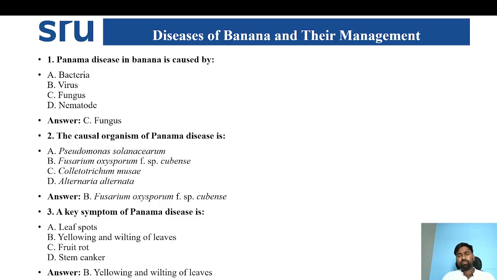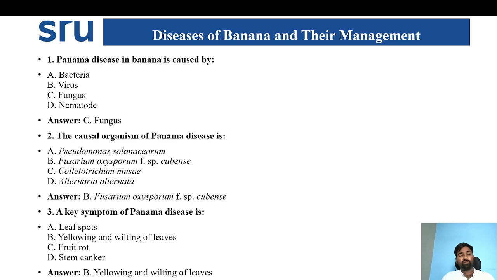These are some of the important fungal, bacterial and viral diseases in banana. In case of fungal diseases, Panama wilt and Sigatoka disease are highly important. Coming to bacteria, Moko wilt and Tip-over disease caused by Erwinia are highly important bacterial diseases. Coming to viral diseases, infectious chlorosis is caused by cucumber mosaic virus, and banana bunchy top and other viral diseases are very important. So these are some objective questions related to diseases in banana and their management. Let's start with the first question.